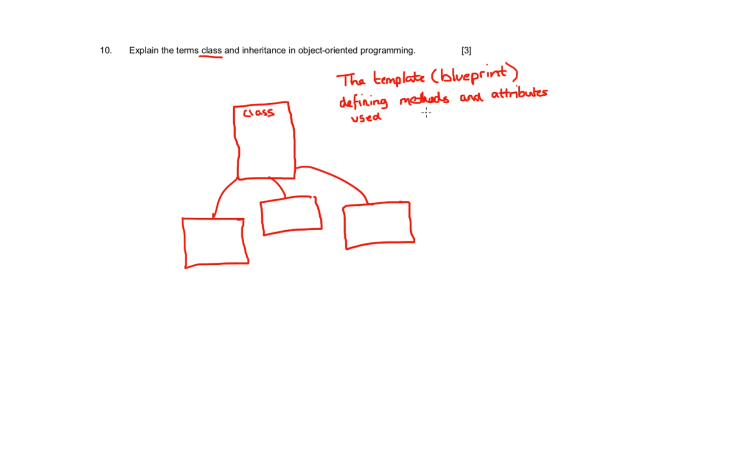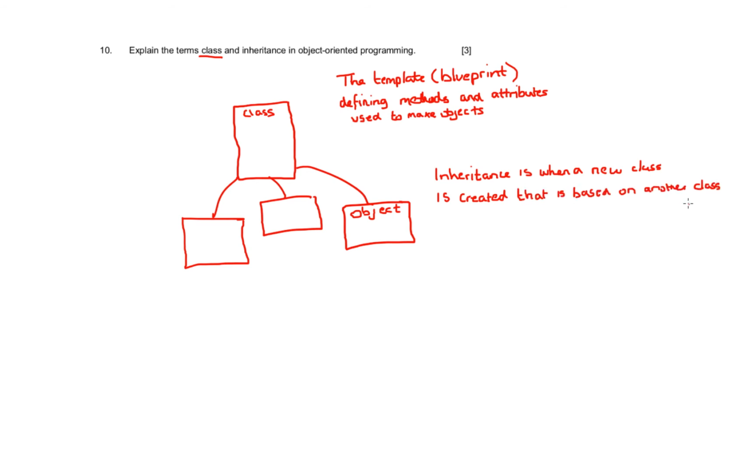A class is a template or a blueprint and it defines the methods and the attributes used to make objects. Our methods are our doing and our attributes are what makes up our system, like our variables. Inheritance is when a new class is created that is based on another class and it can take on the methods and the attributes of its parent or base class.